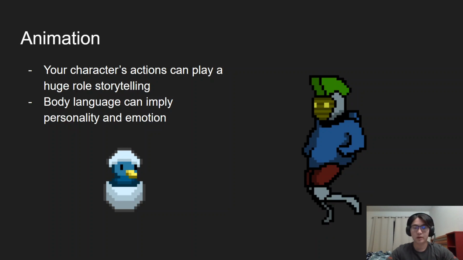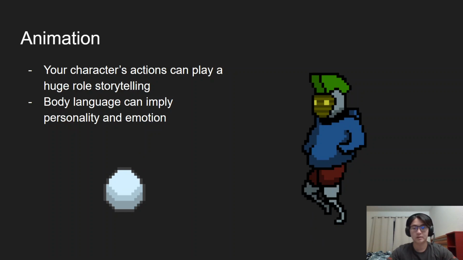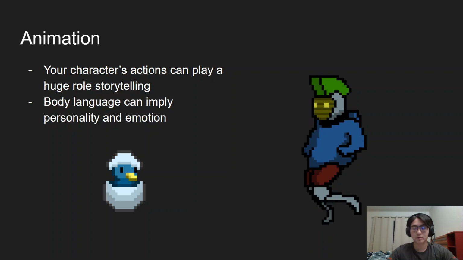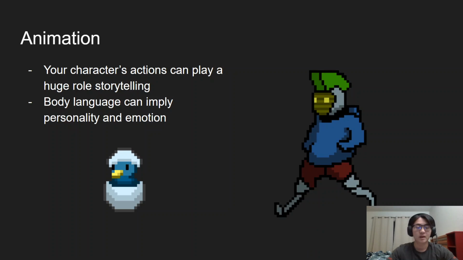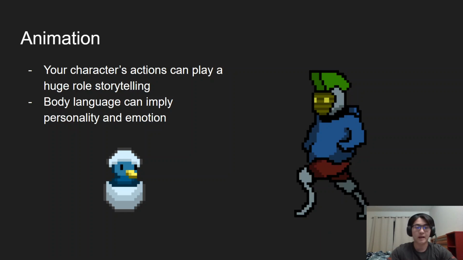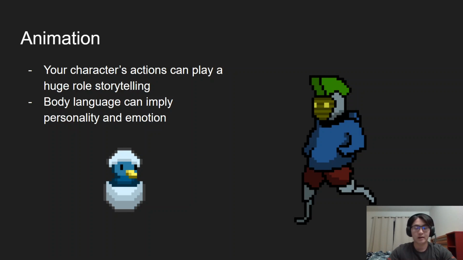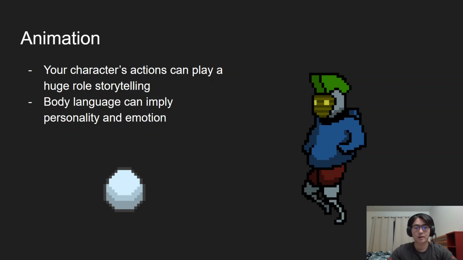For example, over here, we have a robot guy who is sort of bouncing and walking. This kind of gives a sense that he has a sort of a young vibe to him, and that this is sort of a punk kid. And over here, at the bottom of the text, we have a duck in an egg. And this bird in an egg comes out and looks around very nervously, sort of giving the sense that this little bird has a lot of anxiety.